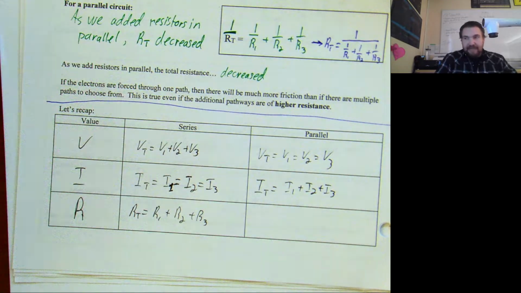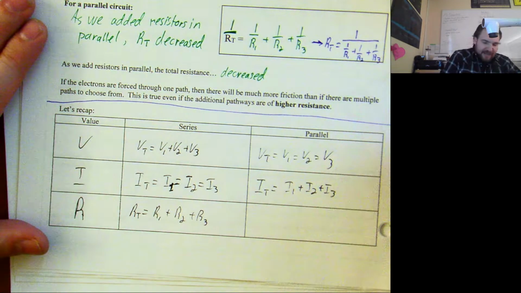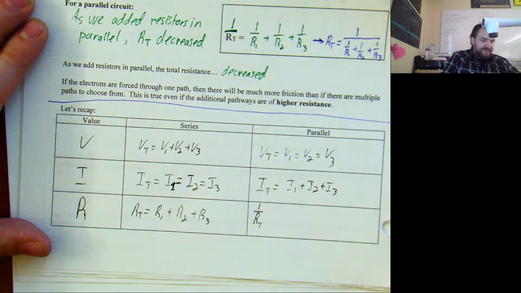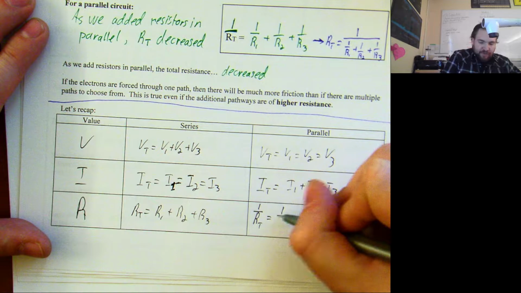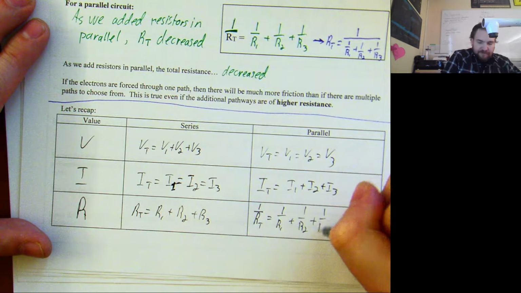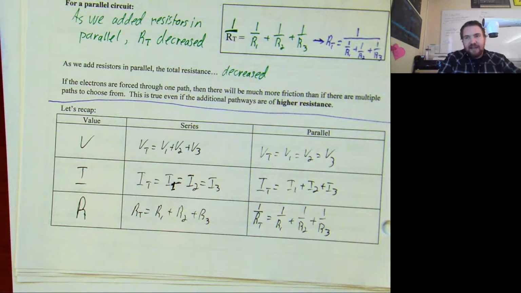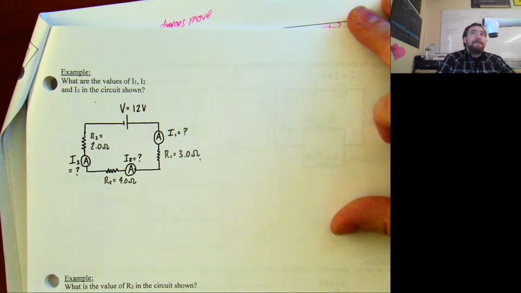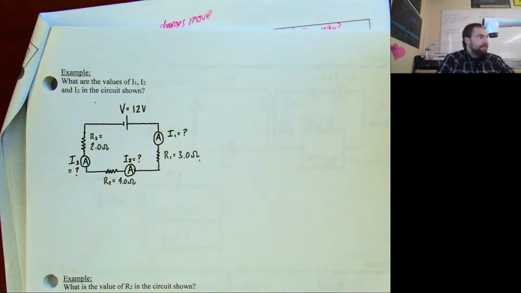And then the really kind of gross one was this guy here. The total resistance, in fact, it's 1 over the total resistance, is equal to 1 over the first resistance plus 1 over the second resistance plus 1 over the third resistance, dot, dot, dot, for all of the branches in our circuit. So how is this useful? Well, let's take a look at some circuits and see what we can find.